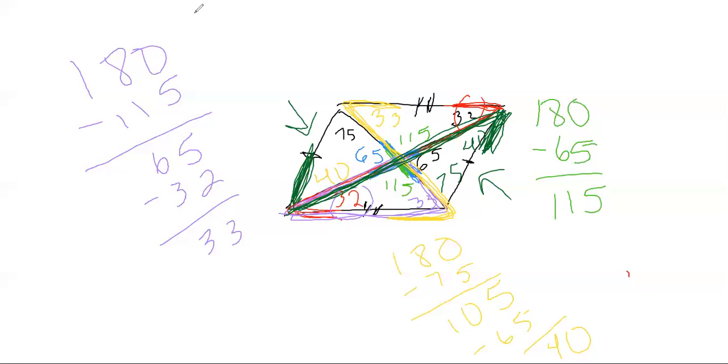Now, I know that's a little messy, there's a lot of stuff going on there, but you're really just looking for how angles are working: parallel lines, transversals, equal angles, and angles in a triangle adding up to 180.